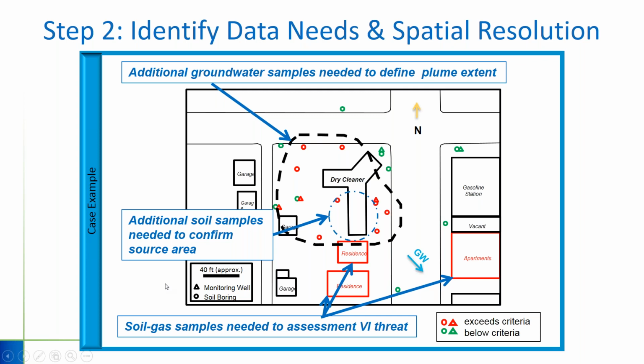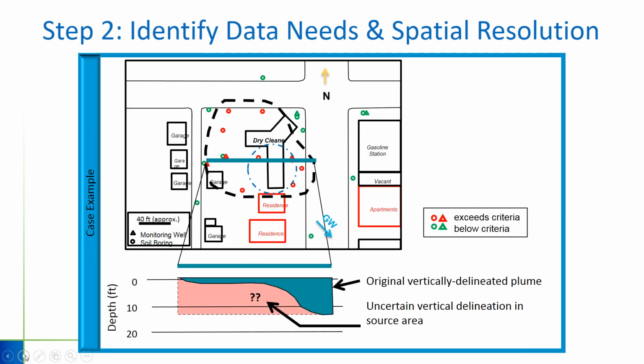So taking it back to our Drycleaner case study, this is how those data needs were translated into what we were going to try to do at this site. So we needed additional soil samples to really try to outline the source. The big data gap, at least when I first came on looking at this site, was the soil gas and for vapor intrusion, and that's going to be done all over the place. And then lastly, additional groundwater samples needed to define the extent of the plume. So one other data gap is the distribution of contaminants within this source area.